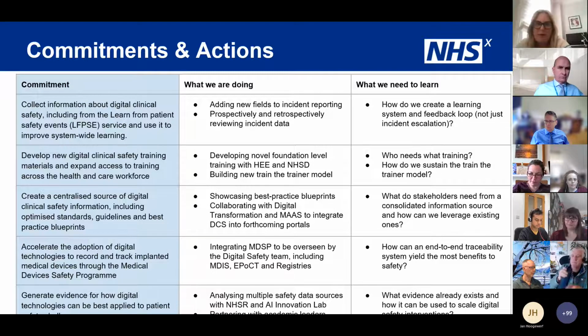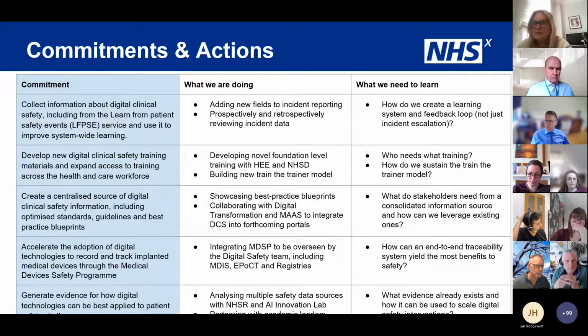Training, as I've said previously, is really critical, so identifying who needs what training in the system, how do we sustain the trainer model, and how do we really support newer CSOs to ensure that they feel that they have the competence as they start to undertake those duties. How do we create a centralized source of digital clinical safety information? So it's really understanding what you need as stakeholders, and how can we also leverage the information that is there so that we're not recreating the wheel if there are really good resources that are already in play.